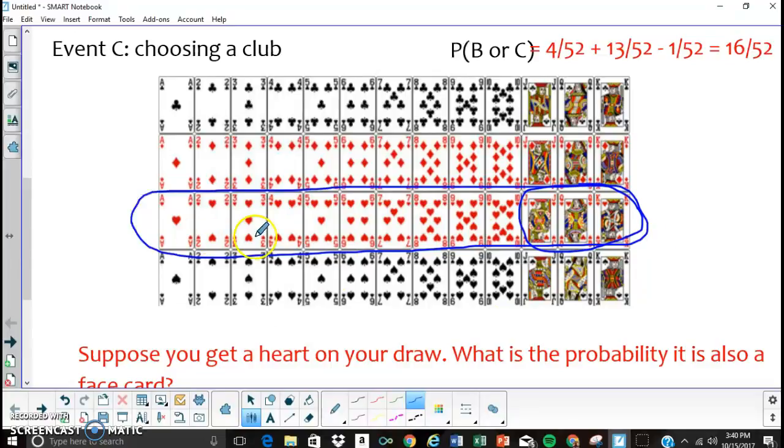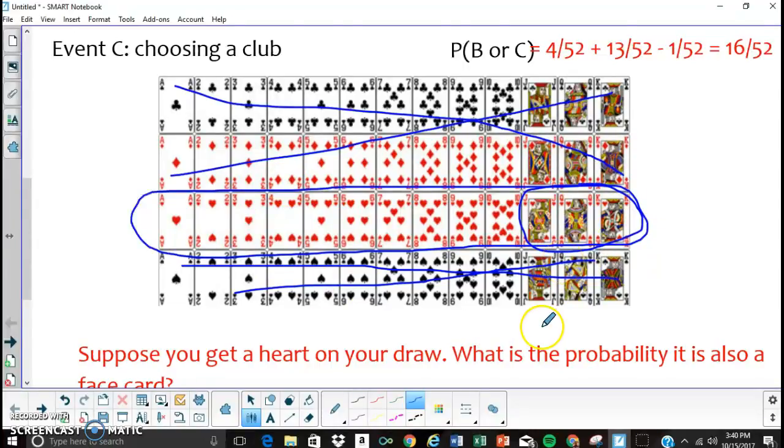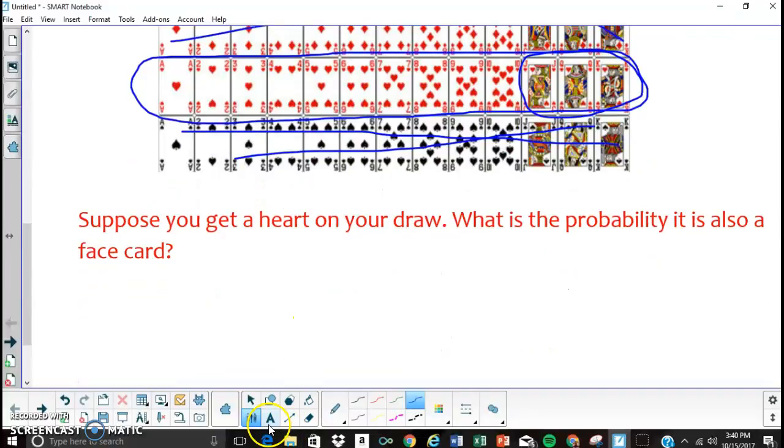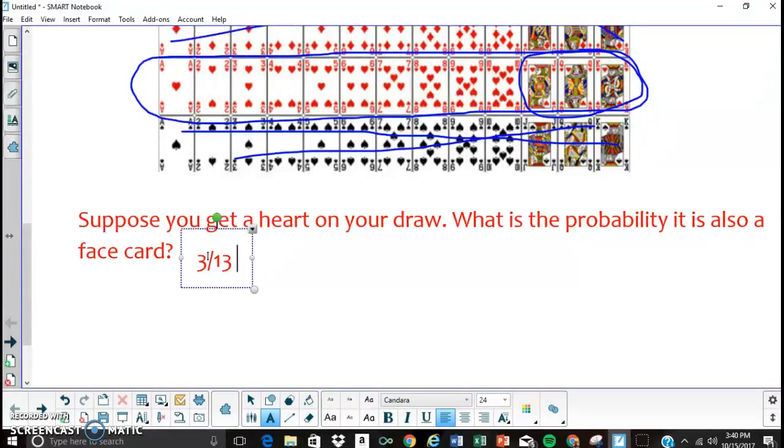Because I know I have a heart, I don't care about any of this, and I don't care about these. So I'm only looking at my hearts. There's 13 hearts, and I know that 3 out of those 13 are heart face cards. Okay, so that's another issue of conditional probability.